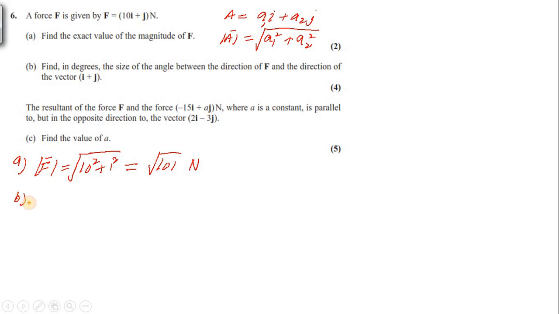Part B. Find in degrees the size of the angle between the direction of F and the direction of the vector i plus j. So if you visualize the diagram, F is given as 10i plus j. It's a good idea to draw the diagram. So this is the x-axis and this is the y-axis, and both are positive, so this is fine. So F is 10i plus j, so 10 is somewhere here and 1 unit above j. So this is your vector F.